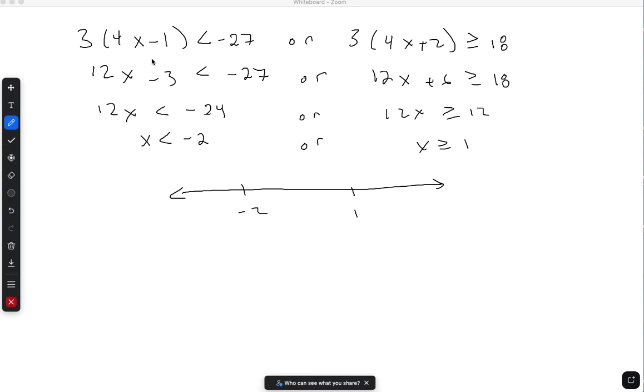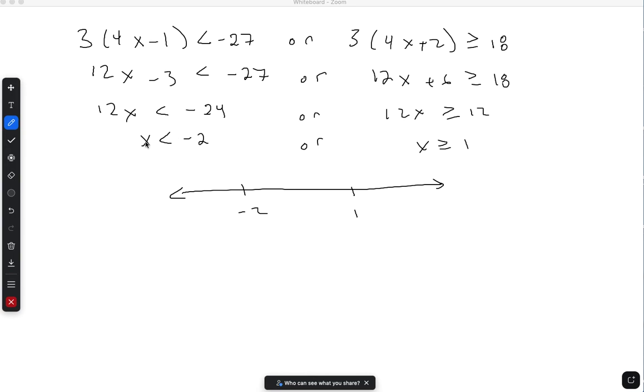So I distributed the 3 on this line, and then I added that 3 over to this side to isolate the 12x, and then I'm dividing both sides by 12. And again, same thing here: distribute the 3 through to get this, subtract that 6 over. That got me that 12, and I divided both sides by 12 to get the 1. So that's the algebra to get down to the spot where we have to do that interval notation.